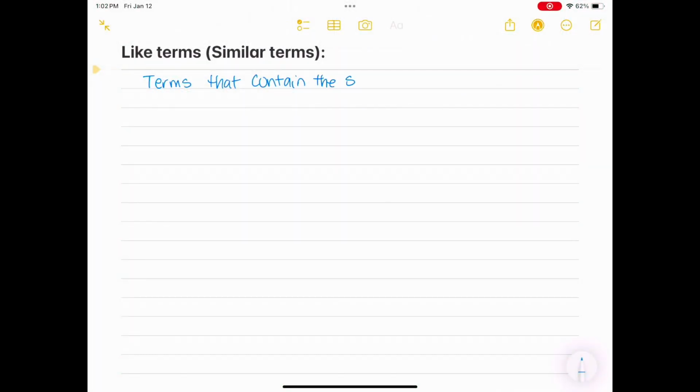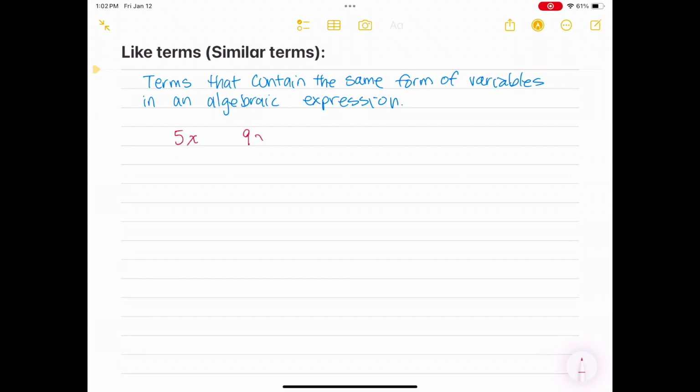First of all, we need to cover some definitions. Like terms, or similar terms, are terms that contain the same form of variables in an algebraic expression. So 5x and 9x are like terms. 4a and 10a are like terms. And 3x squared y and 7x squared y are like terms.